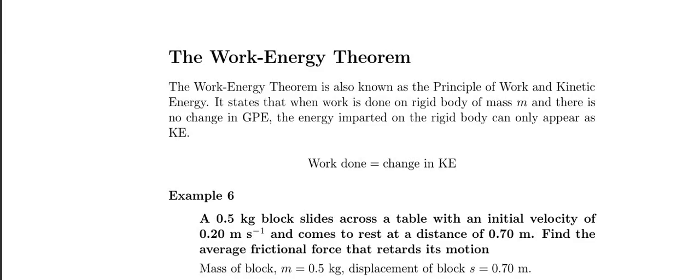So here is the question: a 0.5 kg block slides across a table with an initial velocity of 0.2 meters per second and comes to rest at a distance of 0.7 meters. Find the average frictional force that retards its motion. So already they're telling us that there's friction involved, right? Now, there is a key thing that these notes give us here. They are saying the work done is simply equal to the change in kinetic energy, to be specific.